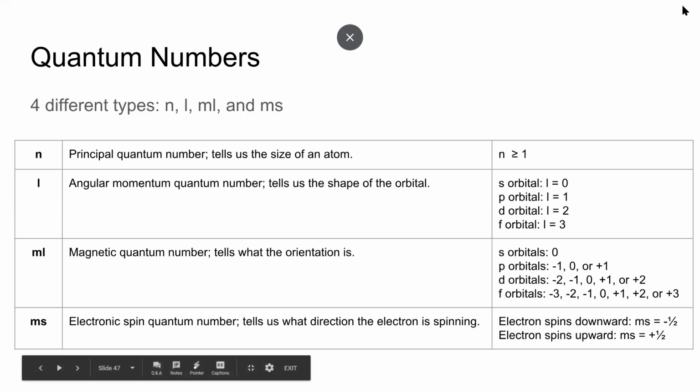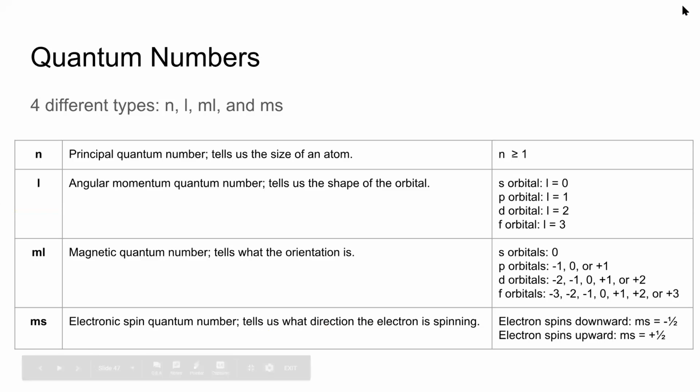We have N, L, ML, and MS. So for the exam, you should know what each of these numbers mean and how to find them. N is the principal quantum number, and this tells us the size of an atom. Basically, the larger N is, the larger the size of the atom is.